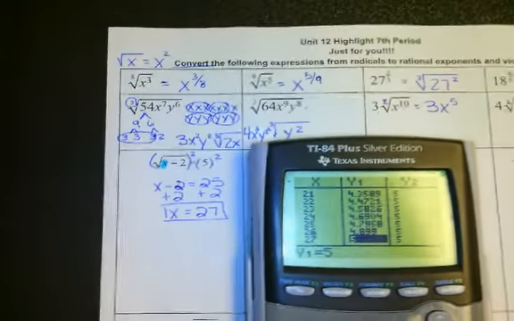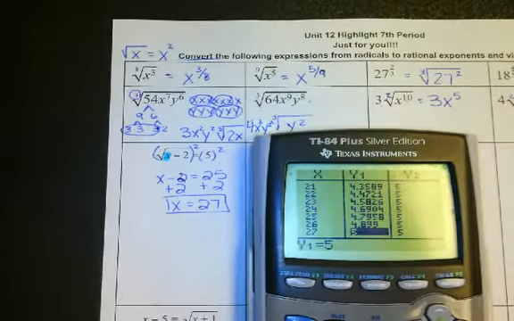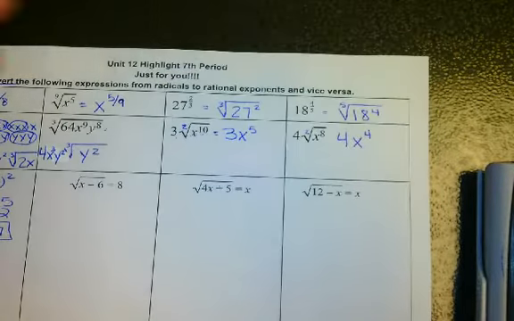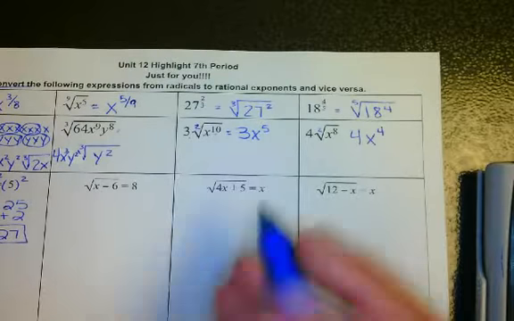Oops, y'all can't see that. That little blur is in the way. Alright, and there you go. That's the answer. Alright, on this one over here, again, that's all trapped underneath the radical.